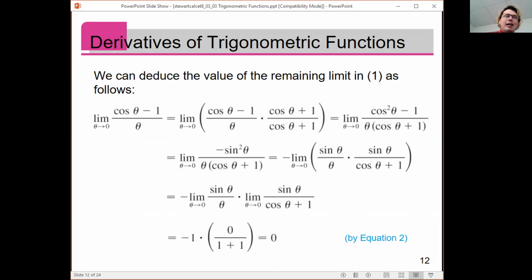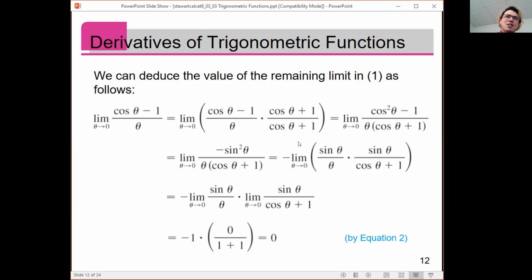What about my cosine function? The cosine function is looking a little bit more complicated. So with some tricky algebra, we're going to multiply by the conjugate. Oh, it's not just for square roots anymore. So what do I get on my numerator? I have cosine squared of theta minus 1. I have denominator theta times quantity cosine of theta plus 1.